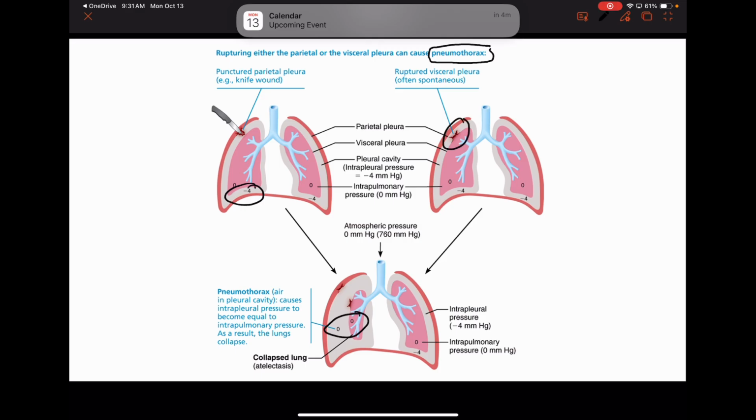Unfortunately, the visceral pleura can also spontaneously rupture. Not to unlock a new fear of yours, it's really rare. It does not happen often at all. I would have to look up the rate, but it's very rare. But it can spontaneously happen that your visceral pleura ruptures. And the same thing: if the pressure equalizes and there's no longer a lower pressure outside of the lungs, the lung is going to collapse.